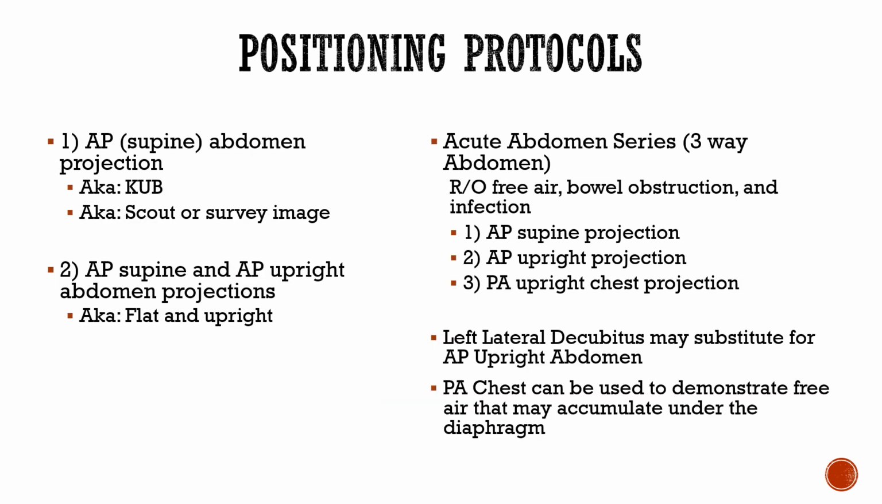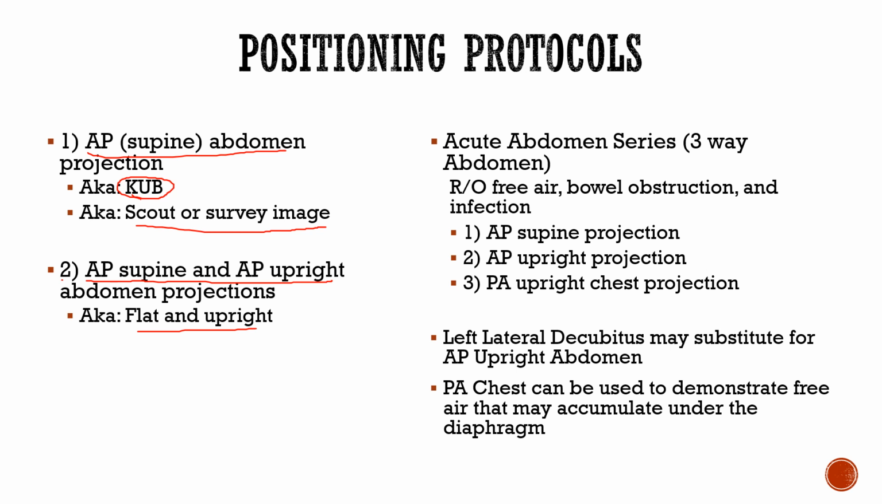So your positioning protocols are an AP supine abdomen. It's called a KUB. As we talked about, where are the kidneys? Well, we can't really see the kidneys themselves, but we can see the outlines. But it's also referred to as a scout or survey image. The other option we can do is an AP supine and upright. That's sometimes called a flat and upright.